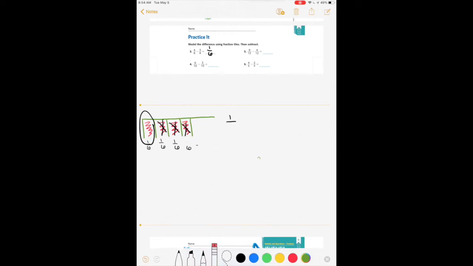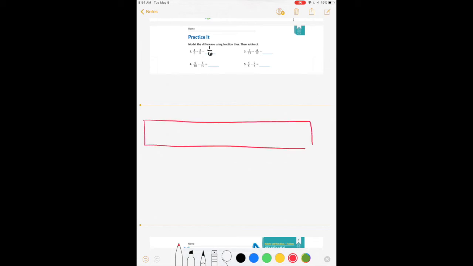All right, let's do another one. Let's erase all this so I have plenty of room to draw. All right, number 3, 9/12 minus 4/12. So I need to draw a fraction bar. I'm going to make this one pretty big because I need to cut it into how many pieces? Hopefully you said 12 because our denominator tells us how many pieces we need overall.